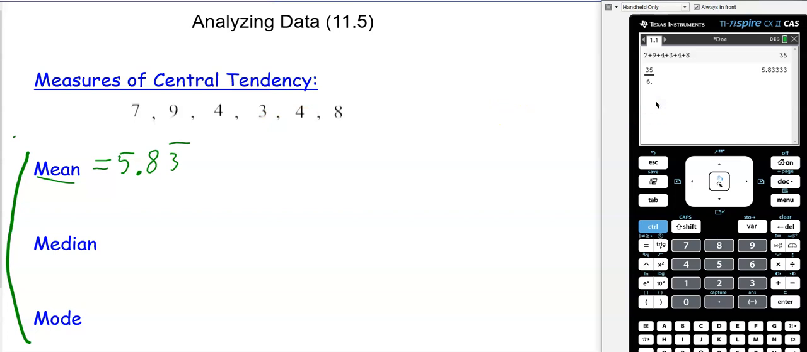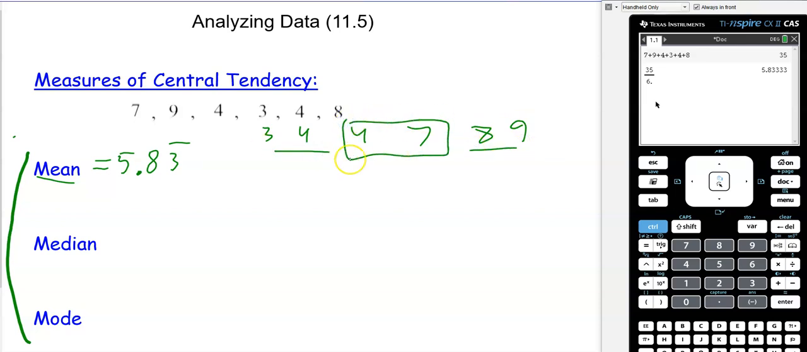Median we get from putting the numbers in order first. So make sure you put them in order first. This would be 3, 4, 4, 7, 8, 9. Looks like there's 2 numbers in the middle, 2 on each side. And so what you do is you add up those 2 numbers and divide by 2. So 4 plus 7, divide by 2. I want a decimal, so I'm putting a decimal. So I get a median of 5.5.